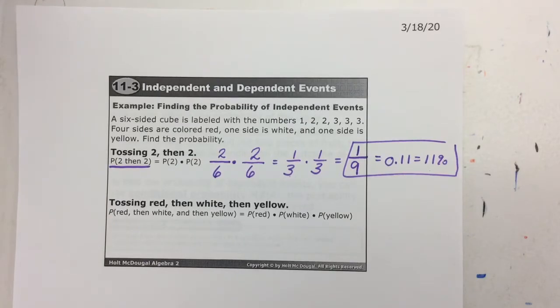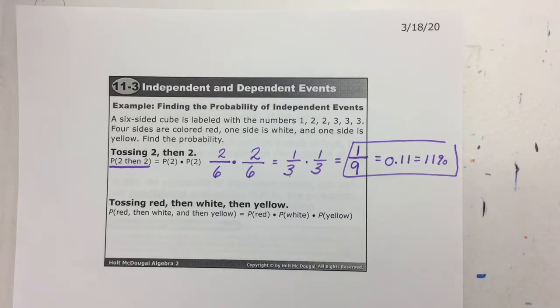It says we have a 6-sided cube and it's labeled with the numbers 1, 2, 2, 3, 3, 3. So it's not a standard number cube. We have one 1 on the cube, two 2s, and three 3s. Then they are different colors on the sides. Four of the sides are red, one side is white, and one side is yellow.